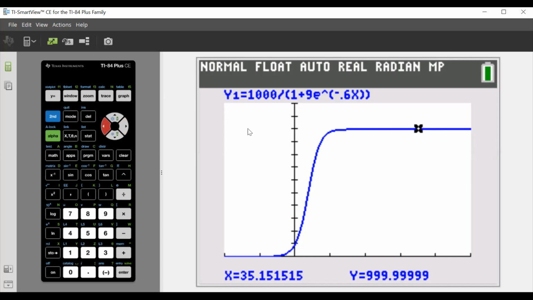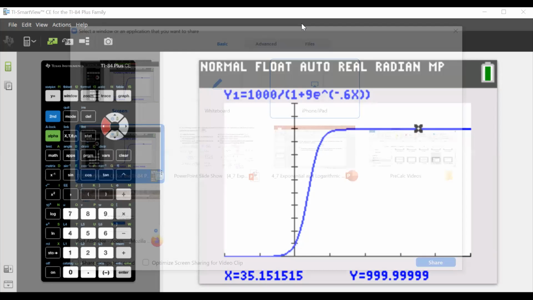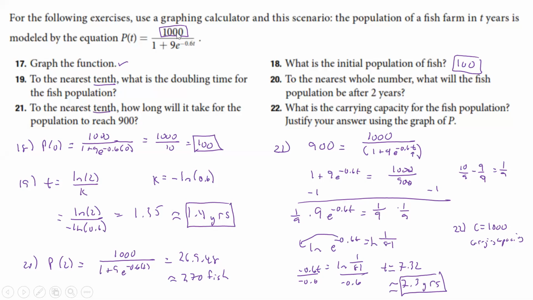So our carrying capacity is that limit up there. That is why we say C is 1,000, because that's our carrying capacity. Either way we look at it, that upper bound, that horizontal asymptote at C equals 1,000, is our carrying capacity for the fish population.